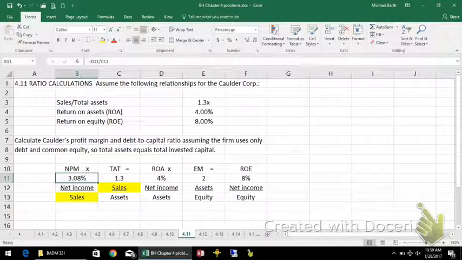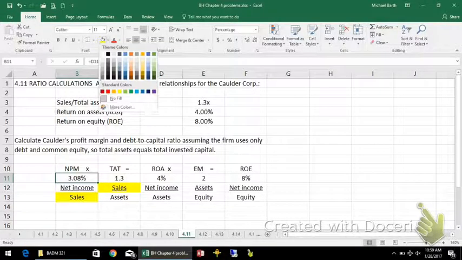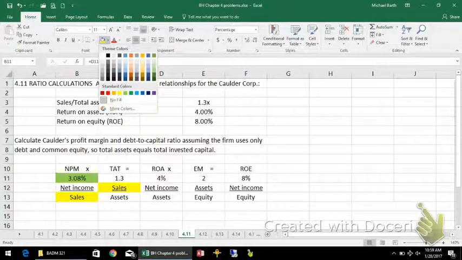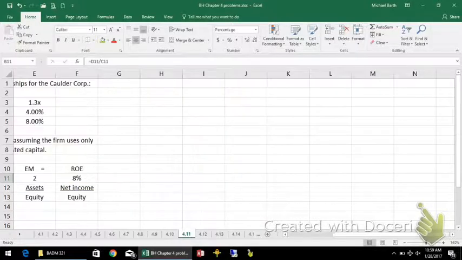All right. So there's my profit margin. That's the first part of the problem. Net profit margin is equal to 3.08%. I'll use a different color to highlight that that's the answer to the first part.